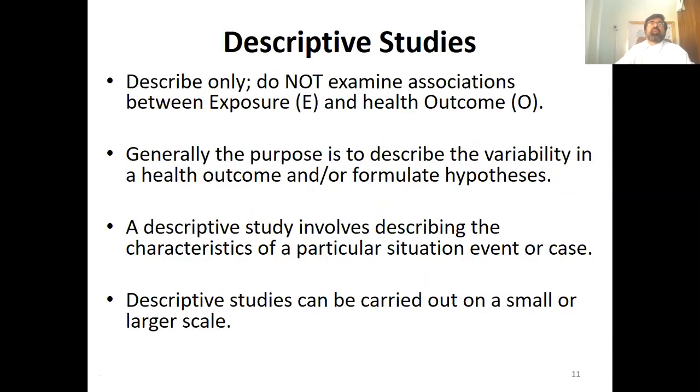Descriptive studies do not examine association between exposure and health outcome. Generally, the purpose is to describe the variability in health outcome and/or formulate hypotheses, as I have already said. A descriptive study involves describing the characteristic of a particular situation, event, or case. Descriptive studies can be carried out on a small or larger scale.